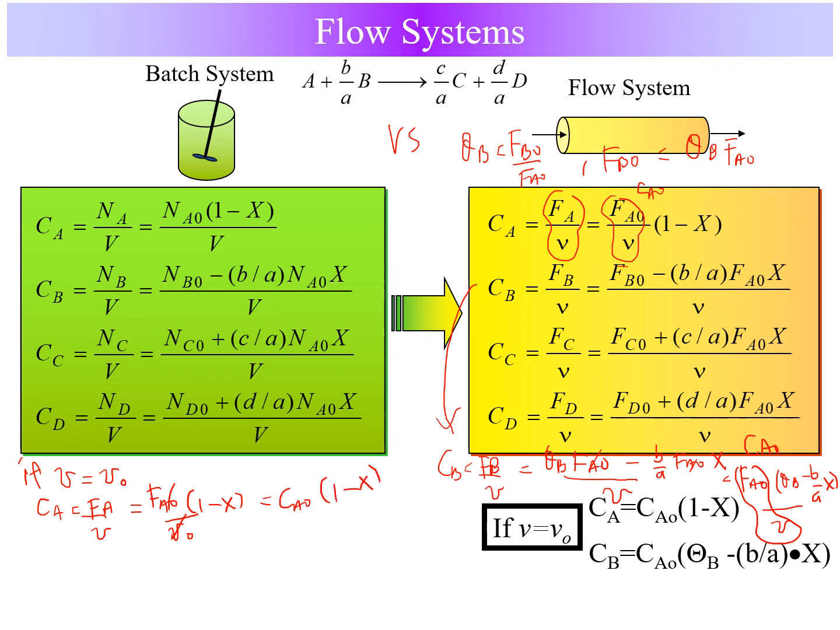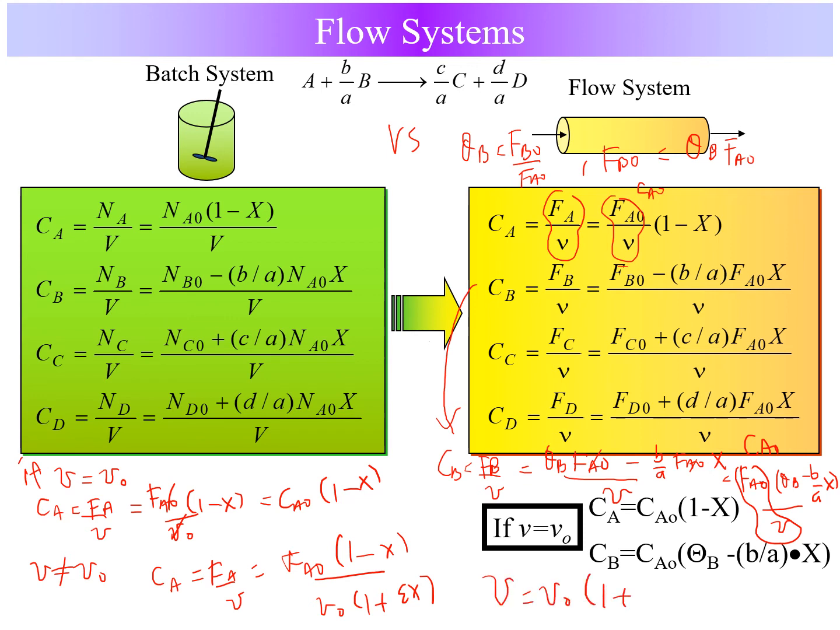But if V is not equal to V naught, then CA is equal to FA over V, which is FA naught times 1 minus X over V naught times 1 plus epsilon X. Because when there is variable volume, V becomes V naught times 1 plus epsilon X. We will learn more about this later.